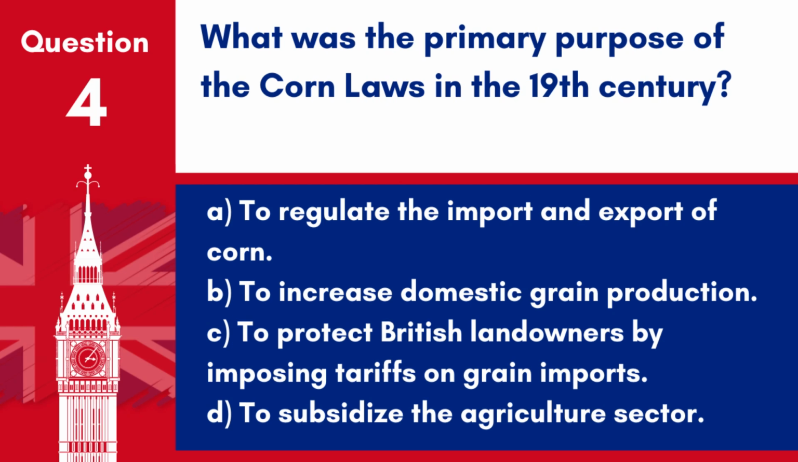Question 4. What was the primary purpose of the Corn Laws in the 19th century? A. To regulate the import and export of corn. B. To increase domestic grain production. C. To protect British landowners by imposing tariffs on grain imports. D. To subsidize the agriculture sector.